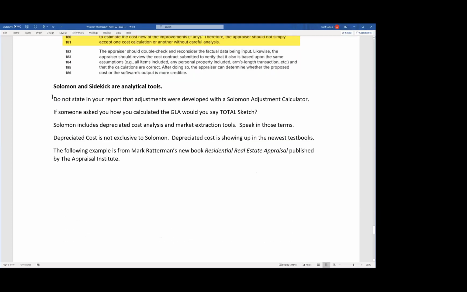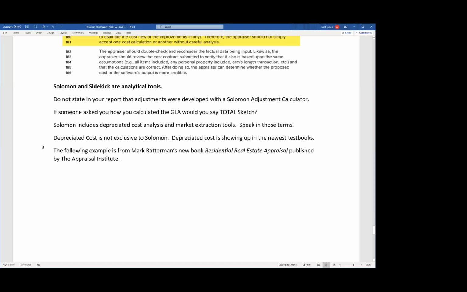So we're getting, again, close to the end. Soliman and Sidekick are analytical tools. Do not state in your report that adjustments are developed with a Soliman adjustment calculator. Nobody says I calculated GLA with total sketch, or how did you get this answer? I used my HP10, right? They want to know which buttons you pressed when and why, right? So Soliman includes depreciated cost analysis and market extraction tools. Speak in those terms. So the adjustments were done with depreciated cost analysis. The site value was done by market extraction, okay?